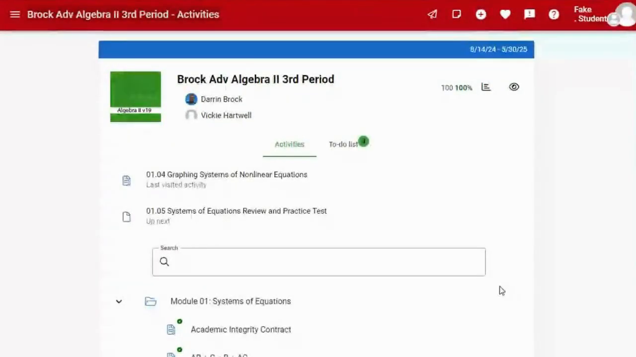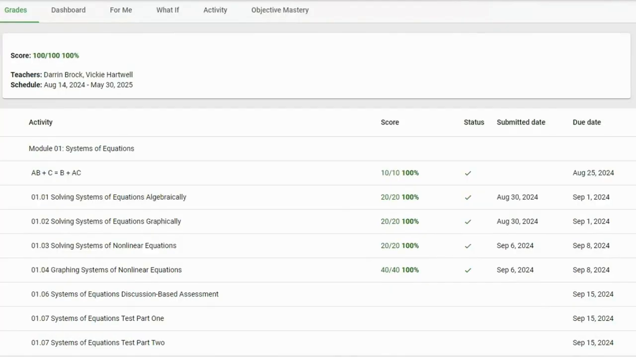this week in Buzz. All right, Algebra 2. Let's go to the grade screen. What we have, oh, it's interesting. It's test week. We're up to the test. So we have the test week. Systems of equations, discussion-based assessment. I'm going to talk about that here in just a moment. And then systems of equation test, part 1 and part 2.